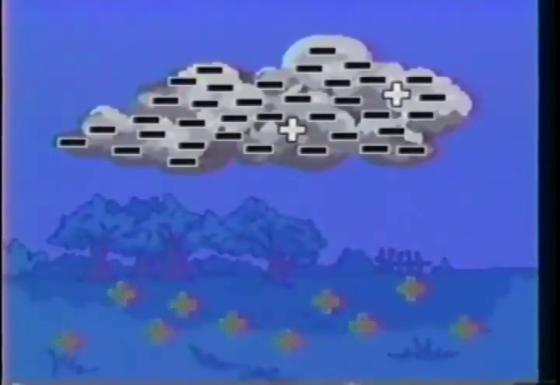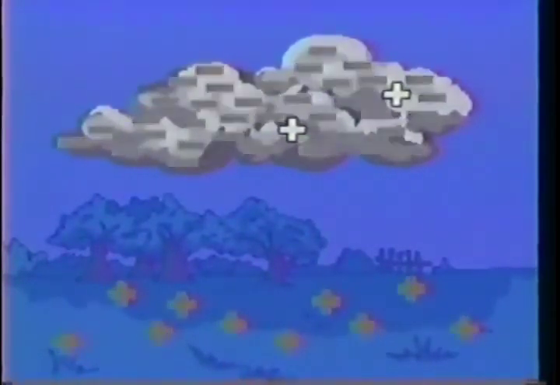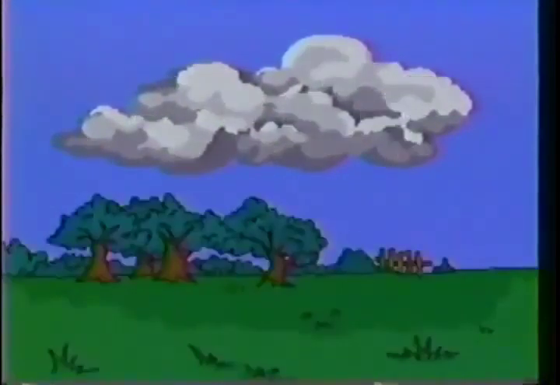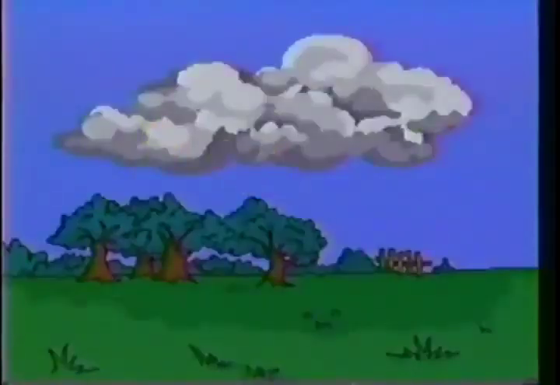Thunderclouds frequently have a strong negative charge, which repels the electrons in the earth below. The result is an induced positive charge on the ground immediately beneath the cloud. If the charge difference between the cloud and the ground becomes great enough, a massive flow of charge results. Some people actually call it lightning and thunder.